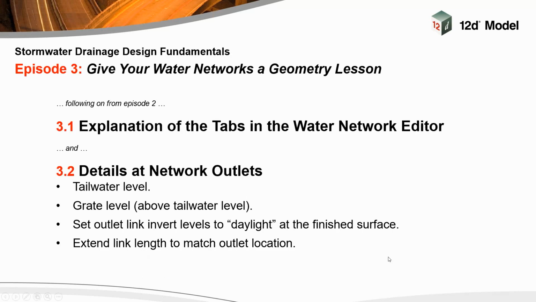Okay? So I've broken this down into about 6 different sections, and a couple of the sections here, 3.1 and 3.2 for episode 3, are just things that I was hoping to cover in episode 2, but I kind of ran out of time. First up, the explanation of the tabs in the water network editor. I gave the WNE, or water network editor, a little bit of an introduction in episode 2, but I missed out on explaining how the tabs work, and that's kind of all important. So I'll just do that quickly now.